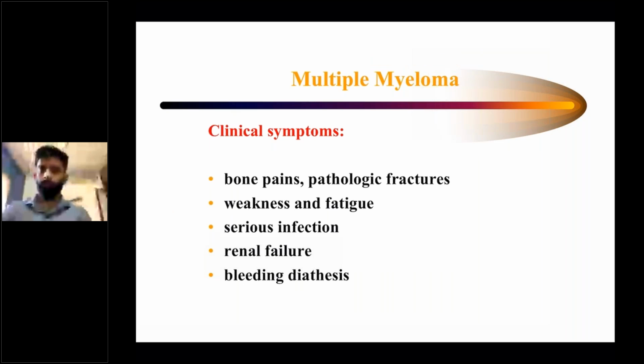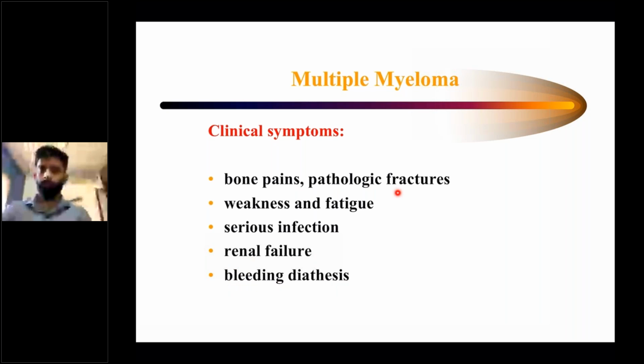Going to clinical symptoms, you have bone pains, pathologic fractures because of the involvement of the bone, weakness and fatigue, just like any other cancer. Serious infections can occur because of pancytopenia, which will also have neutropenia. Renal failure can occur because of deposition of calcium in the kidney, leading to renal failure. And then bleeding diathesis because of thrombocytopenia.